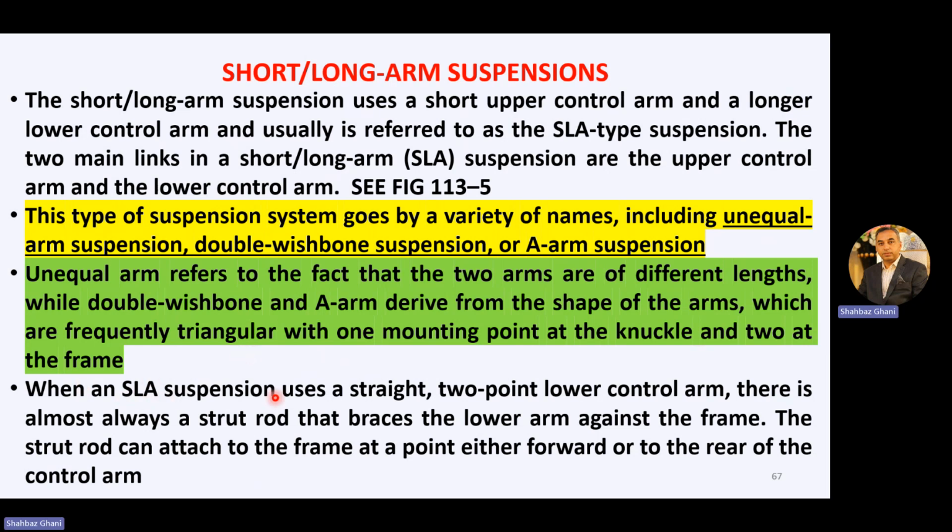When the SLA suspension uses a straight two-point lower control arm, there is almost always a strut rod that braces the lower control arm against the frame. The strut rod can attach to the frame at a point either forward or to the rear of the control arm. So let's see how it looks.